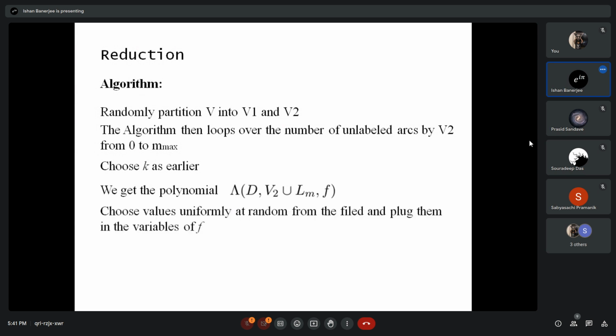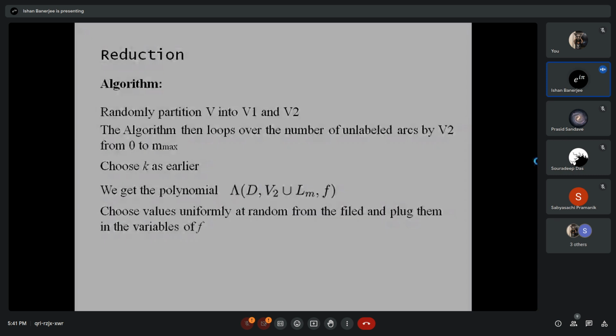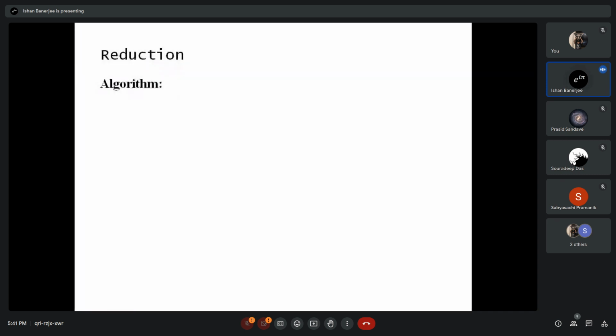Now we will choose values uniformly at random from the field. I'm sorry for the typo, but we will take random values from the field and plug them into the cell, just to mimic whatever is going on in Schwarzschild.